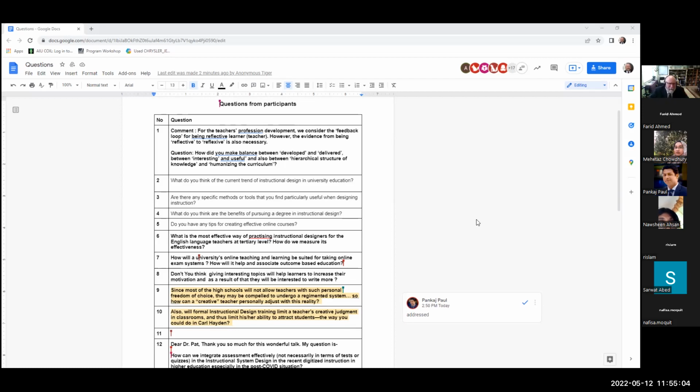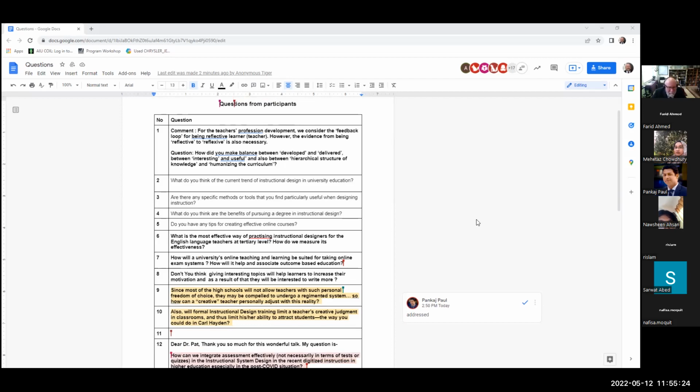Well, I think I kind of answered number 3 through the presentation itself. Are there any specific methods or tools? I gave you a few examples of how I've utilized these instructional design methodologies in different settings, in different situations, even at different levels of education, and definitely in different countries.